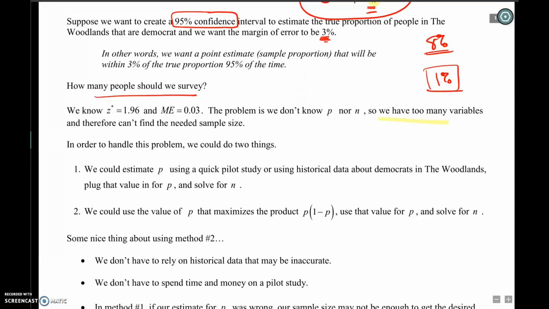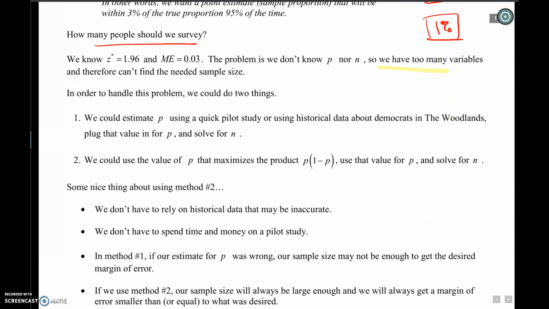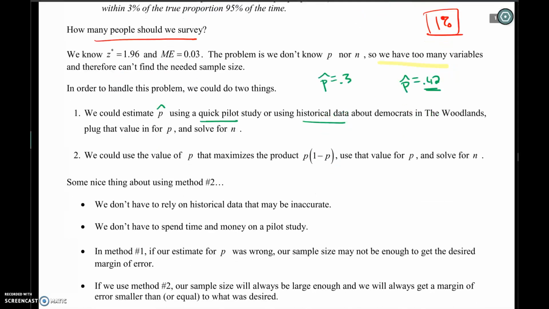To handle this problem, we could do two things. There are two strategies for tackling this. We could estimate p-hat using a quick pilot study or using historical data. Pilot study would be, let's just ask 10 people and see what percent are Democrats. If it's 3 of them, then we could use 30% as an estimate. Or look at historical data. 2 years ago, whenever the presidential election happened, 42% of the people that voted were Democrats, so I could use 42%. And then I could put those values in solve for n.